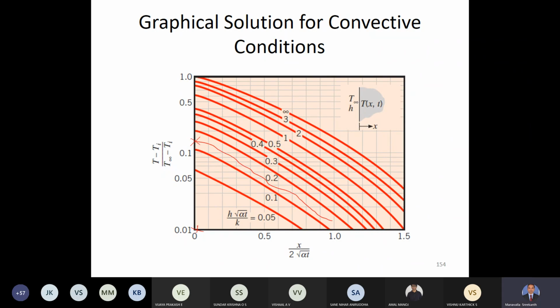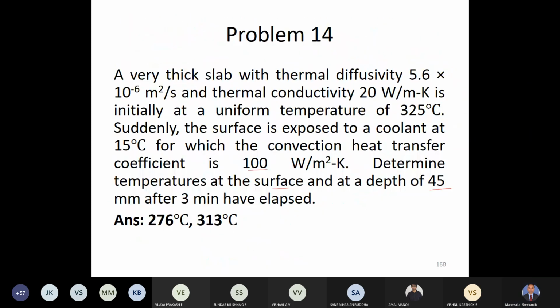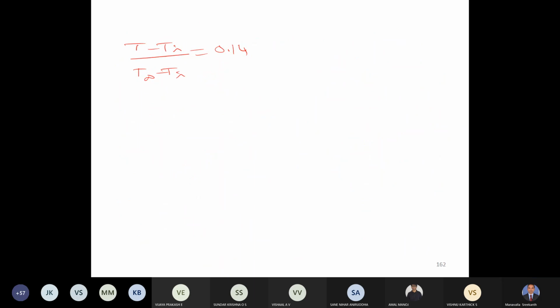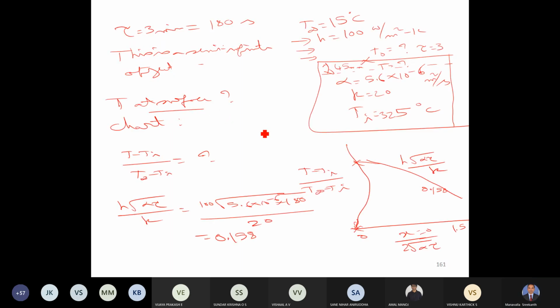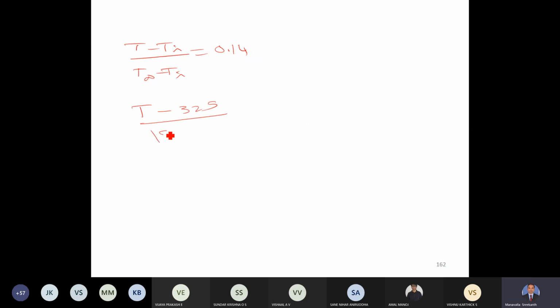Okay. So once we know this temperature ratio, you can find out the value of T. T is not known, but the initial temperature is 325. (T minus 325) divided by (15 minus 325) equals 0.1. Find out the value of T. You can calculate the value of T, and it turns out to be about 270, close to 275 Celsius. So this is the surface temperature.